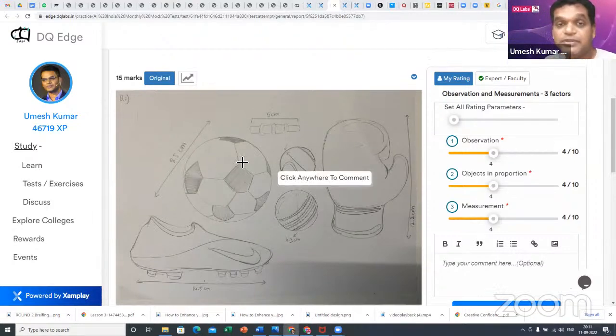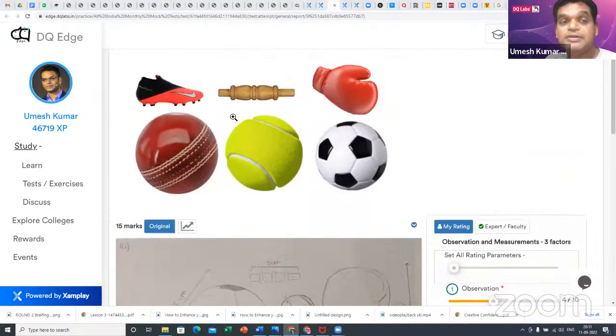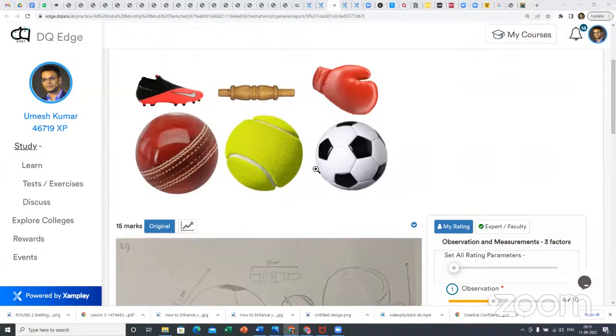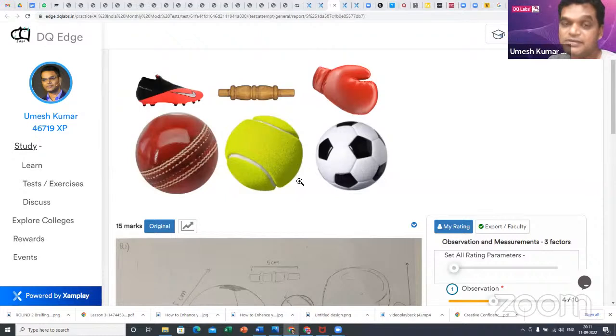For example, there is a shoe that is given. There is a cricket ball that is given, or a tennis ball, or a football, let us say. You have seen a football in real life. You have seen a tennis ball in real life. Which one is bigger? The football. And the tennis ball is proportionally smaller, right? Yes. So you have to imagine what could be the approximate size of the ball.